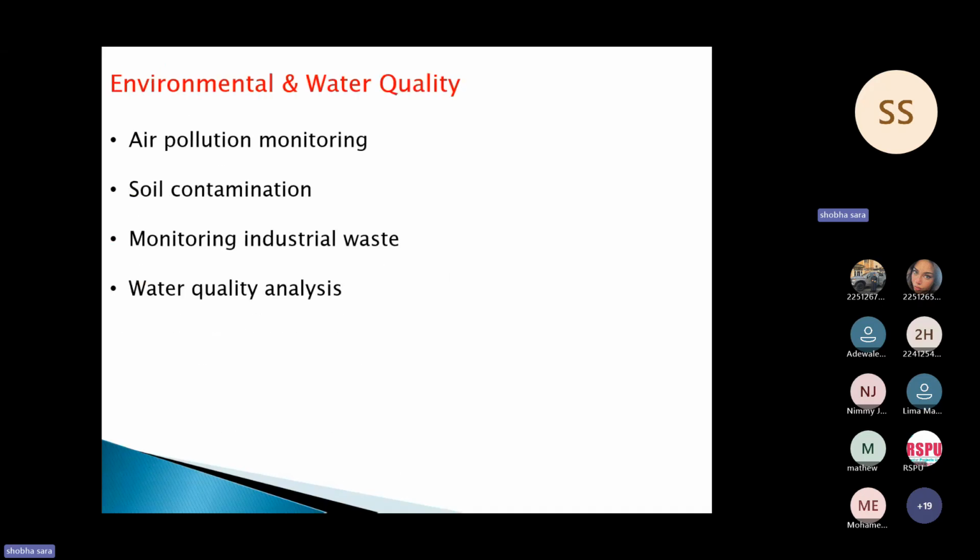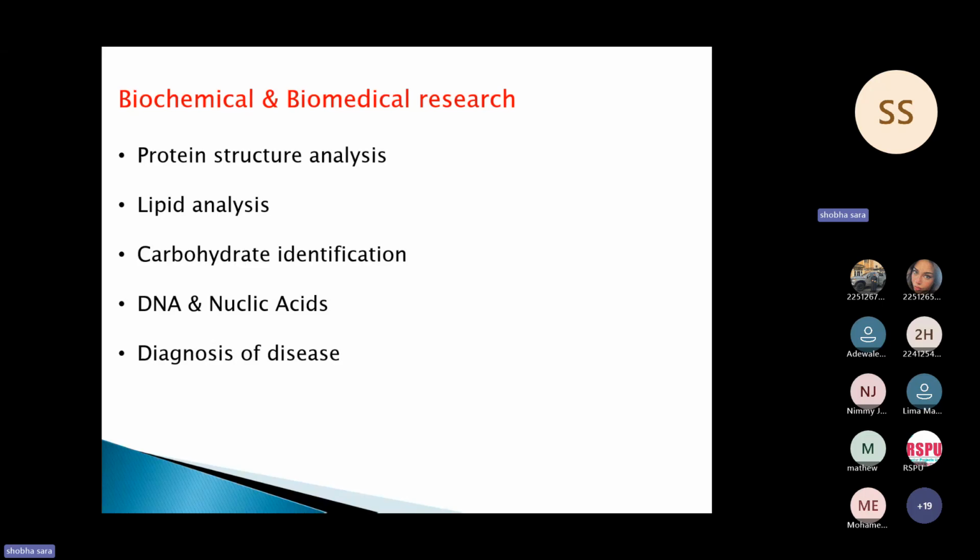Then air, environmental and water quality: air pollution monitoring, soil contamination, whether pesticide is there in the soil, monitoring industrial waste. In a river or seawater, we can find out whether petroleum is mixed or not, water quality analysis. Then biochemical and biomedical research, we can use protein structure analysis.